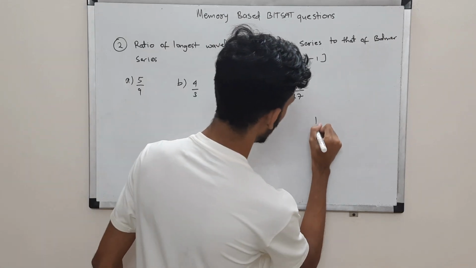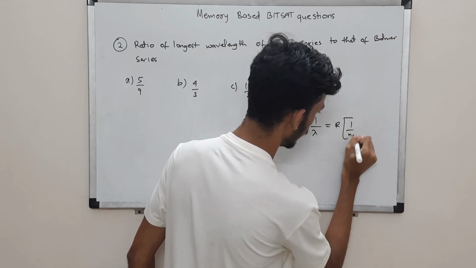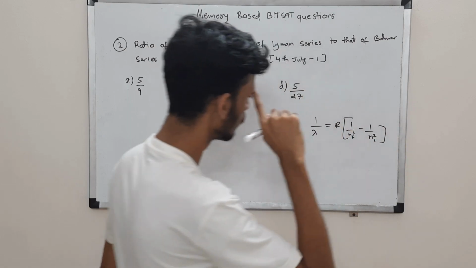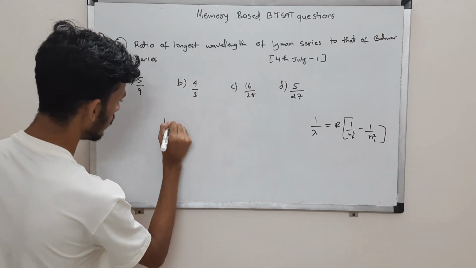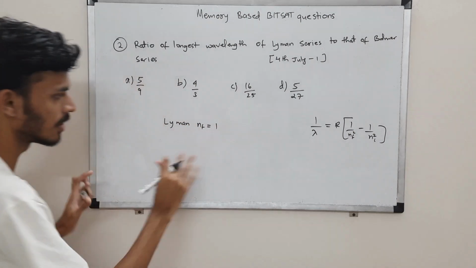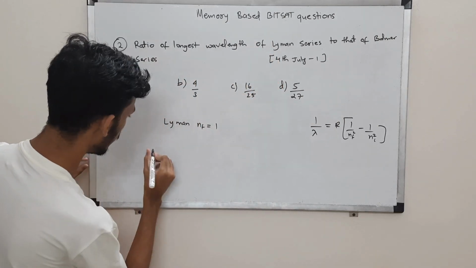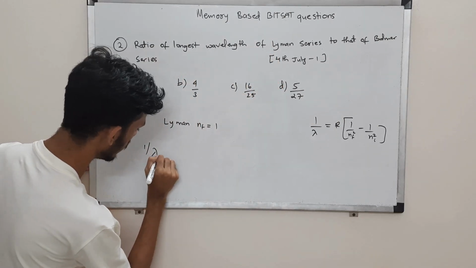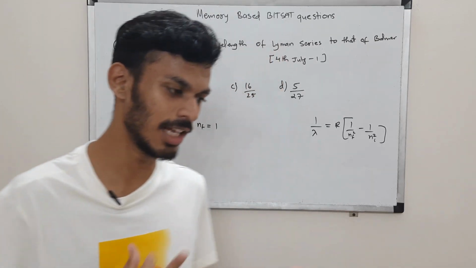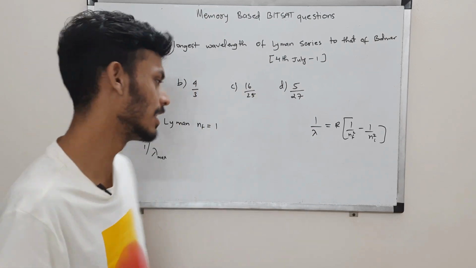So the formula for this question that we'll use is 1 by lambda is R into 1 by n final square minus 1 by n initial square. So here for Lyman series, n final is 1. And for Balmer, n final is 2. So the catch point over here is the maximum wavelength corresponds to the shortest transition. Energy and wavelength are inversely proportional, so the maximum wavelength will be the shortest energy transition.